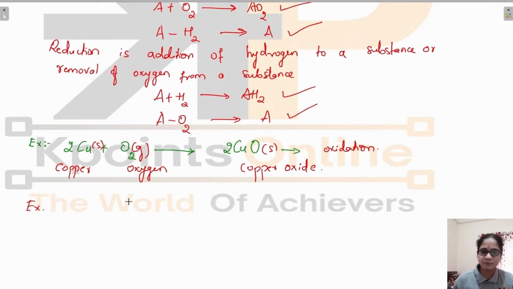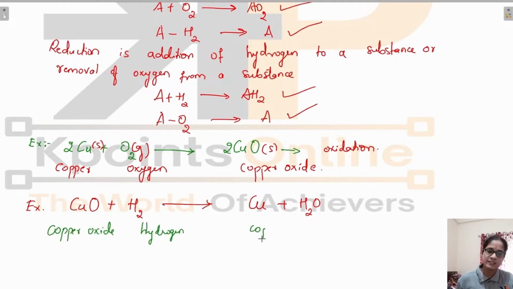If you see another example from the same case, if copper oxide is made to react with hydrogen, what happens? The reverse reaction takes place where copper is formed and water. Here copper oxide is again converted into copper, meaning the oxygen has been removed. This is called a reduction reaction, as there is removal of oxygen. It means copper oxide has undergone the reduction process. It is copper oxide plus hydrogen, and copper is formed again.